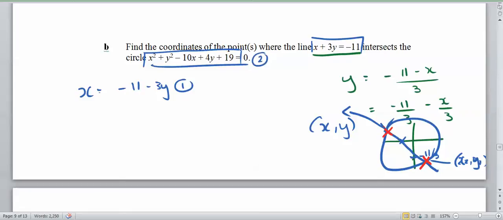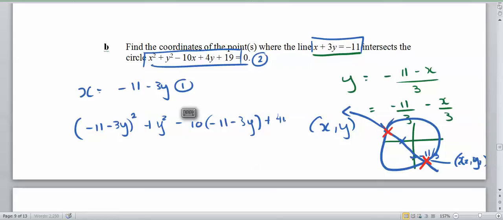I know it's a bit sloppy at the moment because it's hard to write on my computer. So we've got, let's put that into 2. So we've got (minus 11 minus 3y) squared plus y squared minus 10 times (minus 11 minus 3y) plus 4y plus 19 equals 0. Looks very daunting. Let's go ahead and expand those out. You can do that in your calculator if you like, to avoid making mistakes.